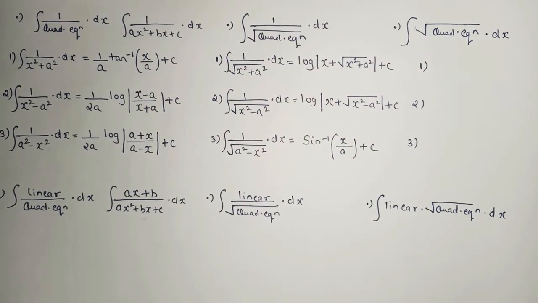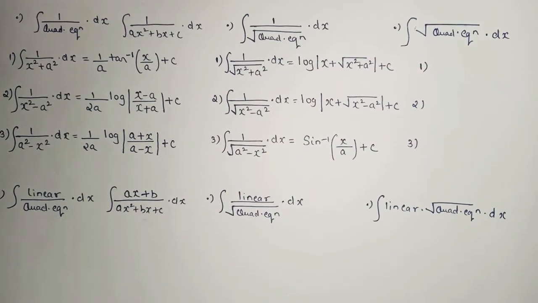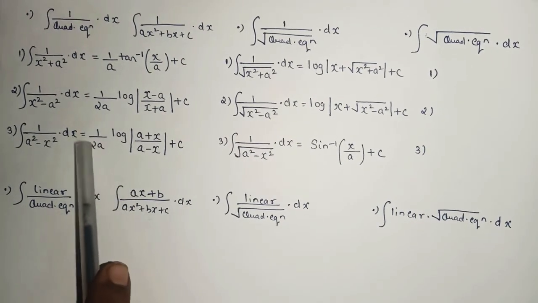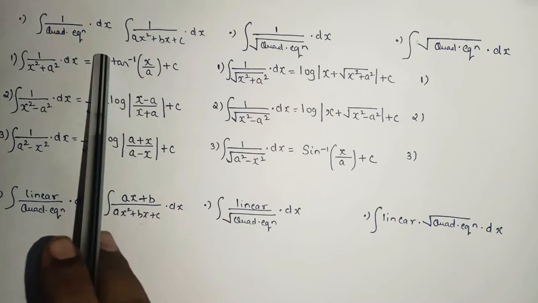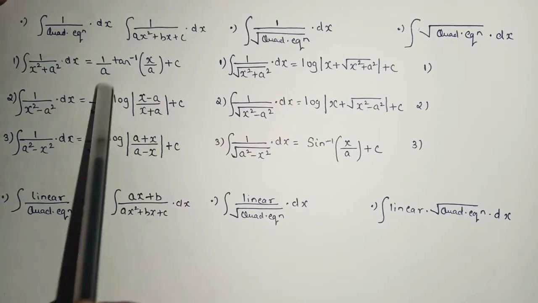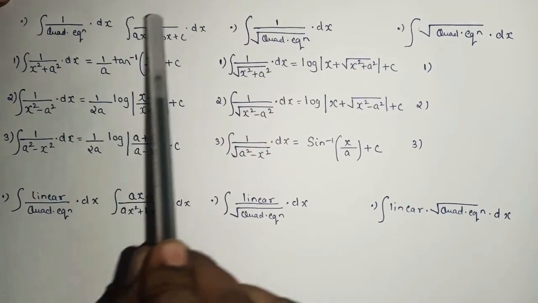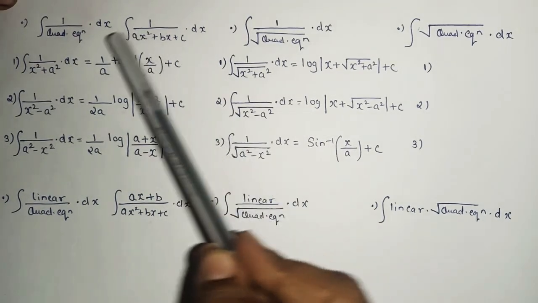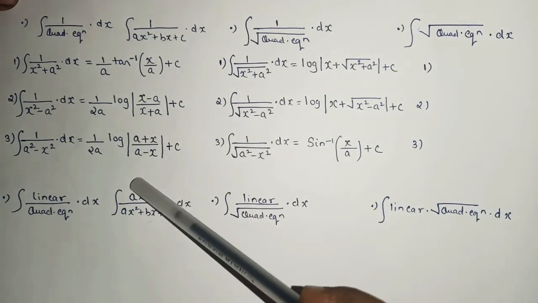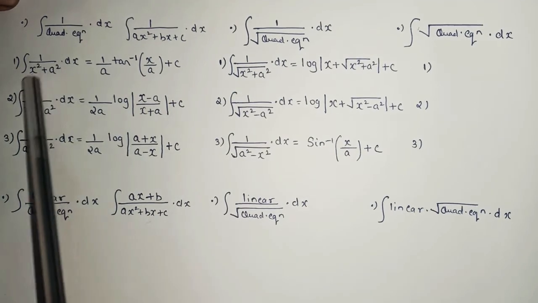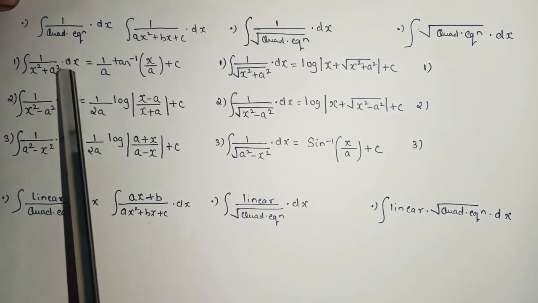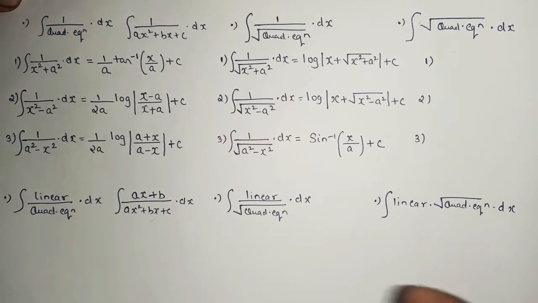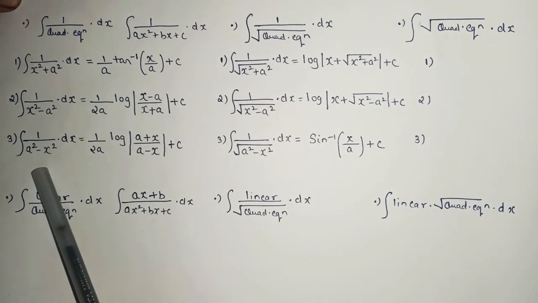Hello students, as in the last lecture we completed type number 1A, which was based on this type of integral, 1 upon quadratic. As I told, for type number 1A there are three formulas. The first one is the integration of 1 upon x square plus a square. The second one is 1 upon x square minus a square, and the third one is 1 upon a square minus x square.